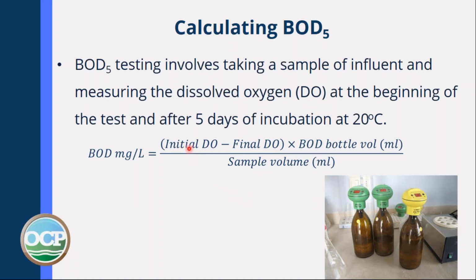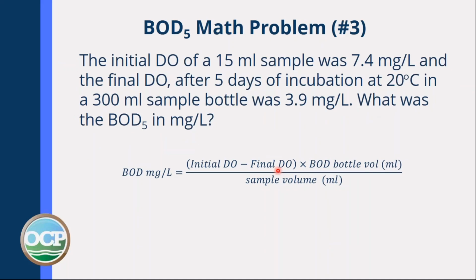So we take the initial level of oxygen and we subtract the final level of oxygen from that. And because we're going to add a certain sample to this bottle, and then there's a volume of the bottle, we have to account for that. So we take those levels of oxygen, multiply that by the volume of the bottle, and divide that by the sample volume, and we should get our answer of BOD.